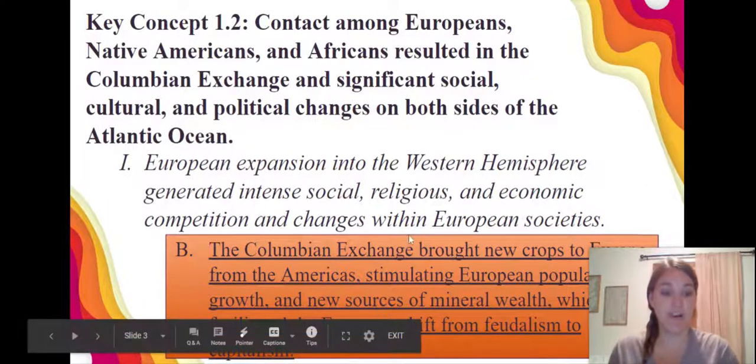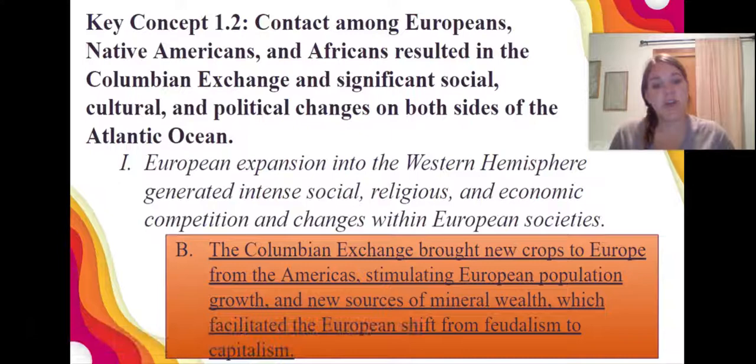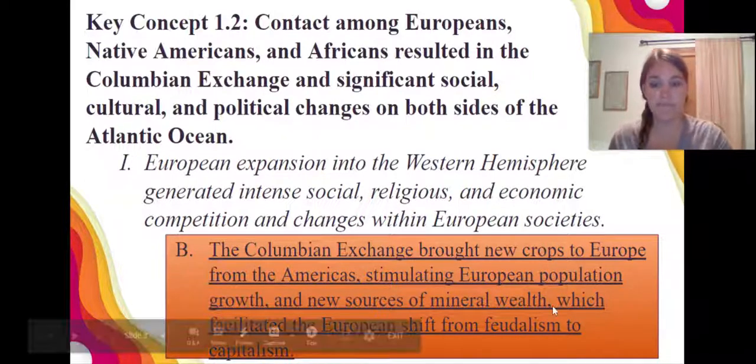Additionally, there are quite a few sections of the outline that are being covered. So we want to pay attention to how the Columbian Exchange brought new crops to Europe from the Americas, which stimulated European population growth and a new source of mineral wealth, which facilitated the European shift from feudalism to capitalism. So this section of the outline is focused on how the Columbian Exchange impacted Europe.